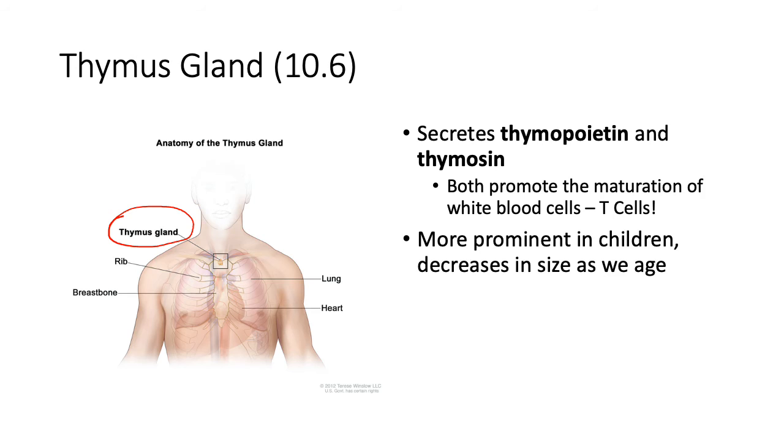There are two hormones released by the thymus gland: thymopoietin and thymosin. Both of these work together to promote the maturation of white blood cells, specifically the T cells that we talked about last week in our immune system lectures. Interestingly, the thymus gland is more prominent in children and decreases in size as we age. But again, it's really critical in promoting the maturation of those T cells and our immune response.